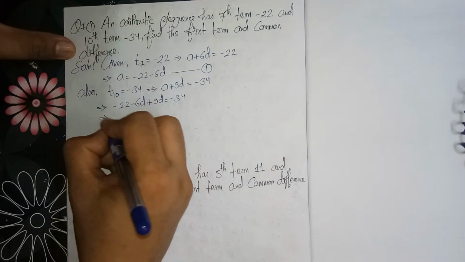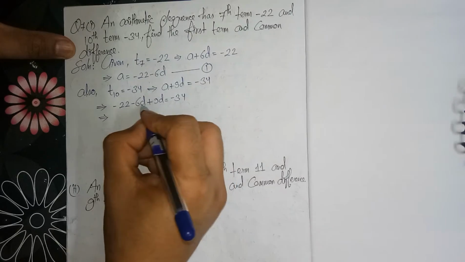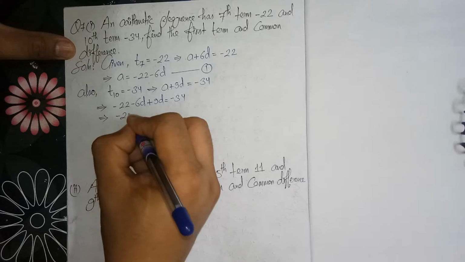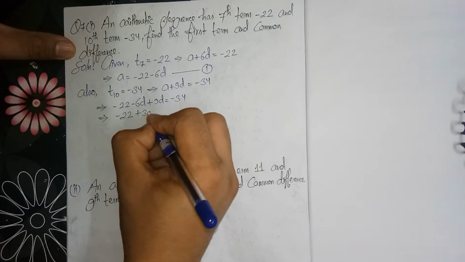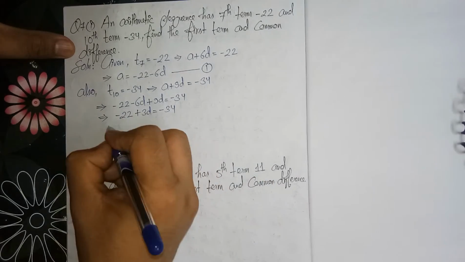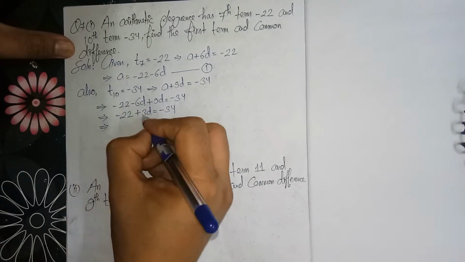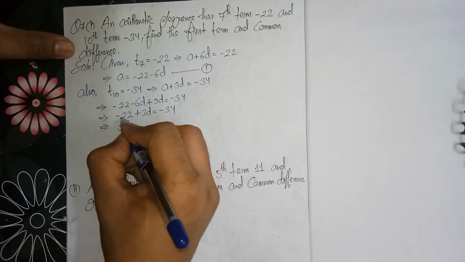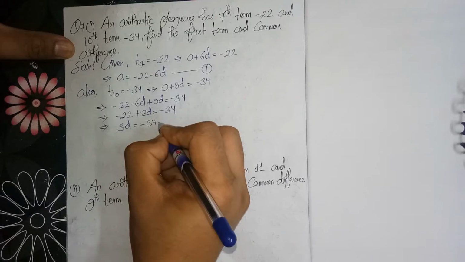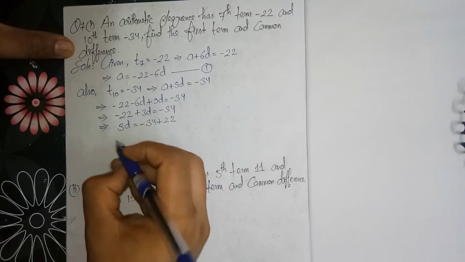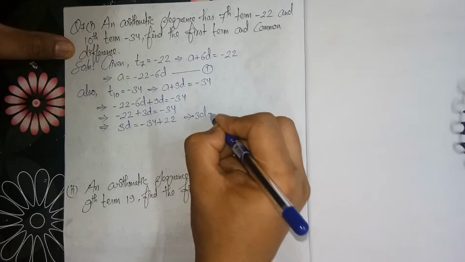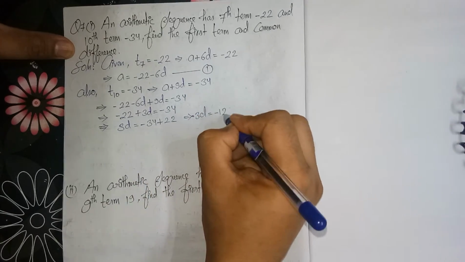Now we have to simplify the left hand side. Minus 6D plus 9D is 3D, and this is minus 22, so 3D minus 22 equals to minus 34, right? Now 3D equals to, when minus 22 is shifted to right hand side, it gives minus 34 plus 22, which implies 3D is equals to minus 12, right?